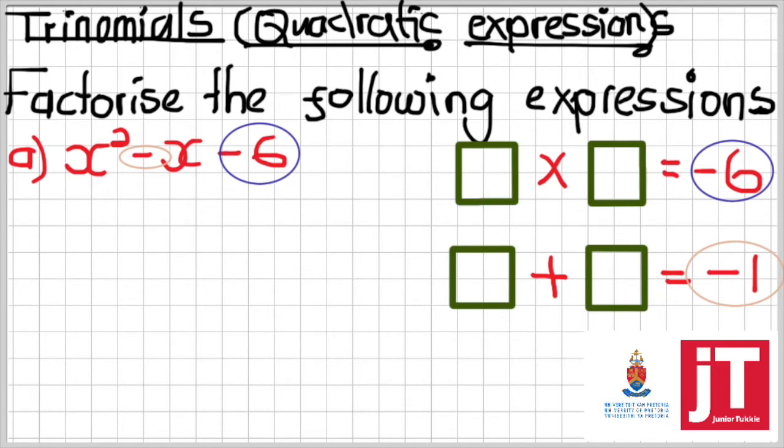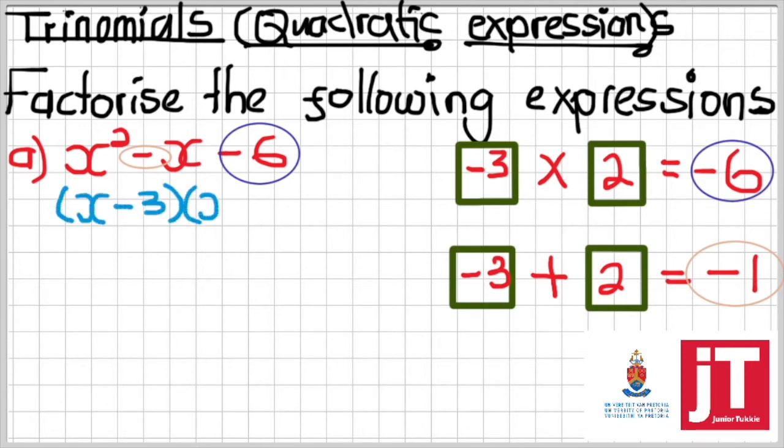Now, those two values you should immediately recognize are negative 3 and 2 respectively. If you multiply minus 3 and 2, it gives you negative 6. If you add minus 3 plus 2, it gives you minus 1. These two conditions must be satisfied all the time for you to get true factors. So when writing your answer, you're going to get the two factors as x minus 3 and x plus 2.